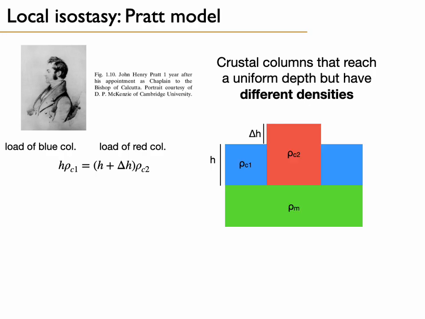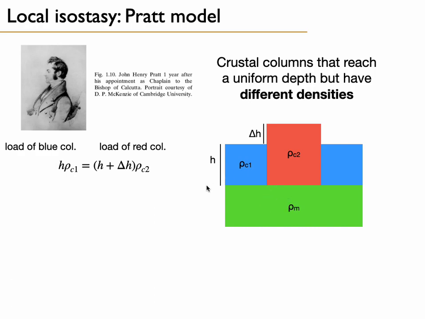So now you see another sketch. You have blue blocks. These are normal thickness crusts, thickness H. A red block, which is a crust with excess thickness delta H. And both of these blocks have different density, rho C2 and rho C1. Below is a mantle of density rho M.